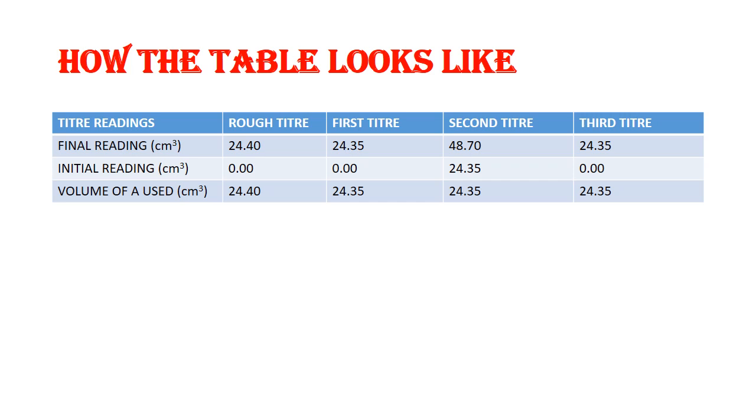Now the first titer: you can see that it was more accurate than the rough titer. The end point, which is the final reading, was less compared to the rough titer. That shows that during the rough titer, more volume was added because we didn't know the region. 24.35, 24.40 is the region where the color will change. So in the first titer, the final reading was more accurate. To get the first titer, you have to refill the burette again to start from 0.00.